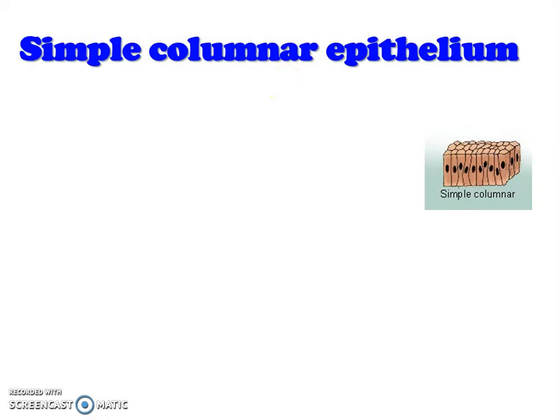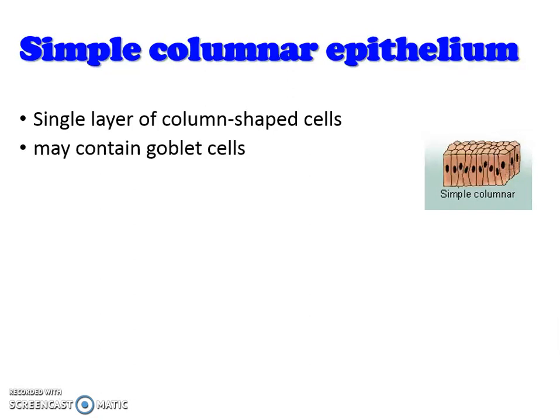Next type of tissue is simple columnar epithelium. And simple columnar epithelium is made up of a single layer of column-shaped cells. Now, a little hint when we're looking at simple columnar epithelium is goblet cells. Goblet cells are only found in columnar epithelium. So if you see goblet cells, which are shaped, oddly enough, like a drinking glass called a goblet, and these cells are responsible for making mucus, if you find goblet cells, then you absolutely have columnar epithelium.